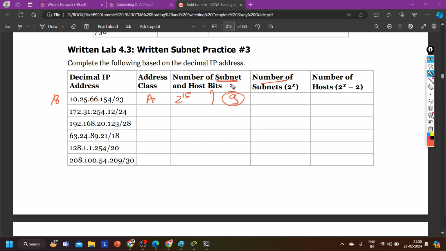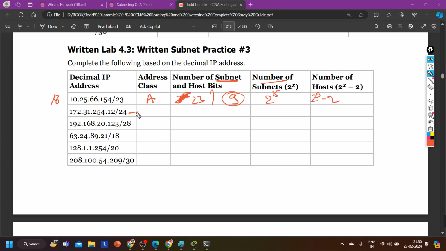Okay, it is all talking about the network bits, subnet bits and host bits. How many network bits are there and how many host bits are there? 23, right? How many host bits are there? 9. And how many subnets are there? 2 to the power 15, because we have borrowed 15 bits. And number of hosts: 9 host bits are there, so 2 to the power 9 minus 2.